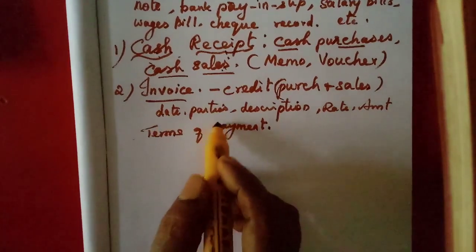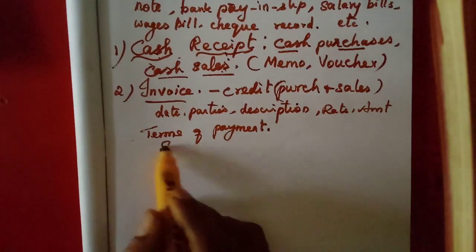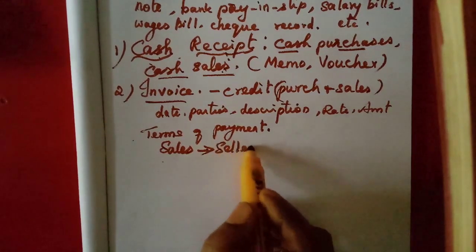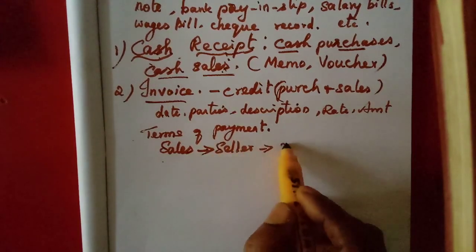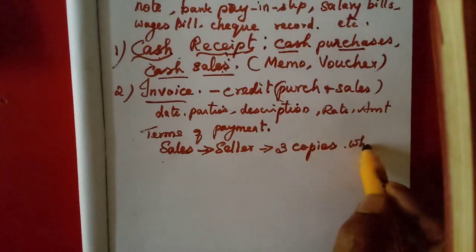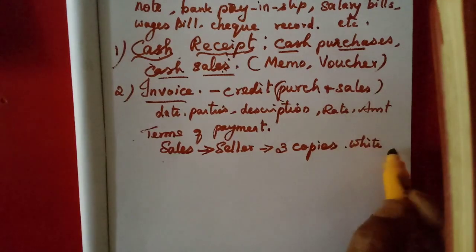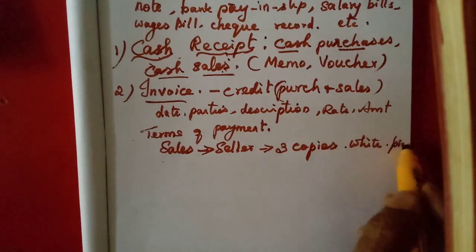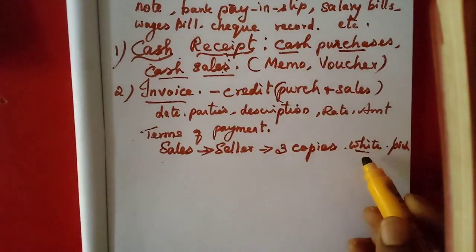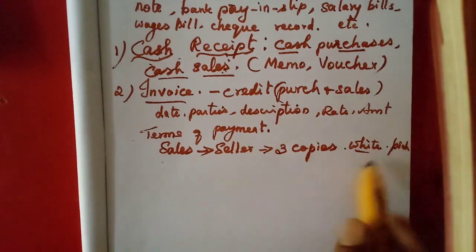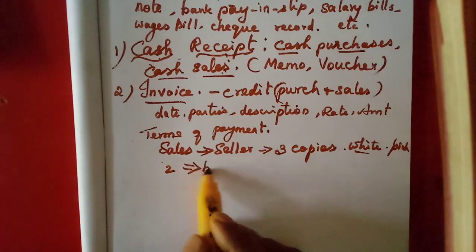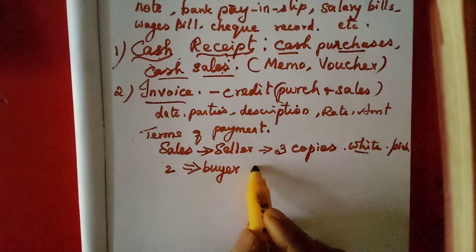If we do the credit sales, who will prepare this invoice? The seller. The seller will prepare the invoice in 3 copies. The first one will be the white copy. The others may be pink and blue, in different colors in order to differentiate. So 2 copies will be sent to the buyer.